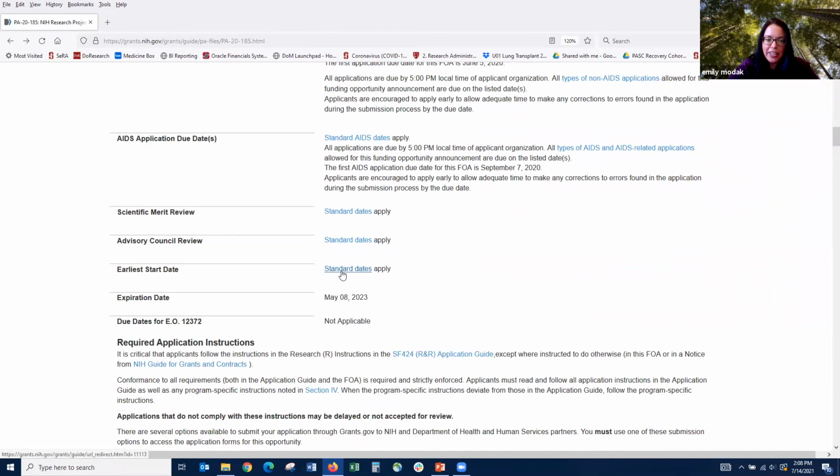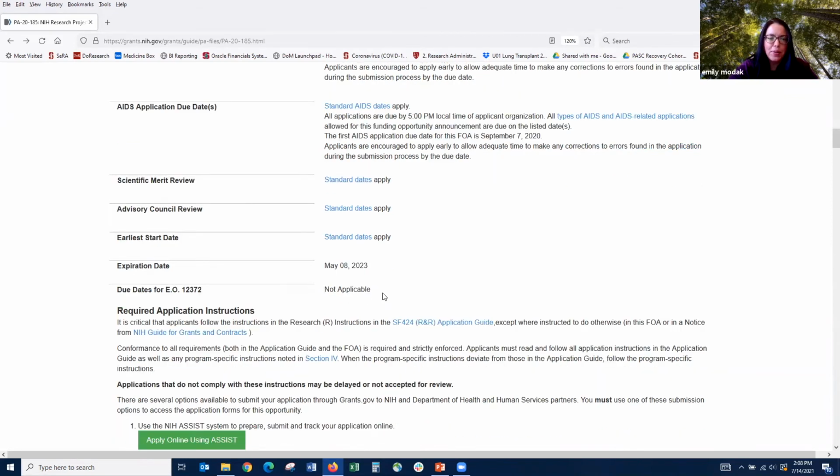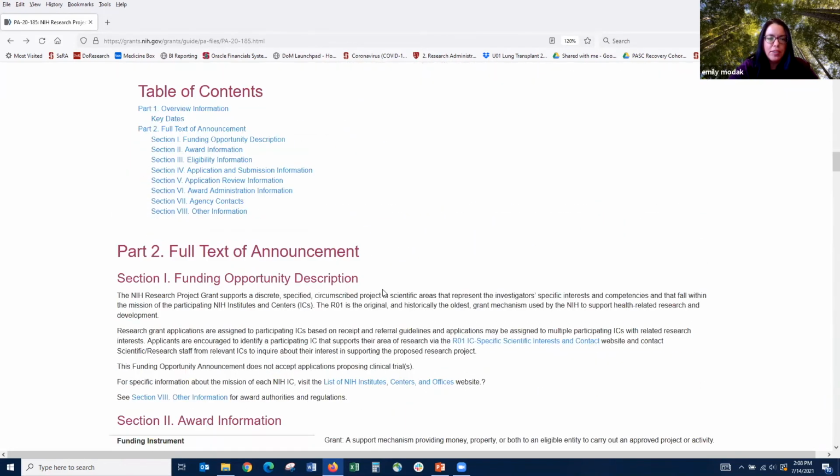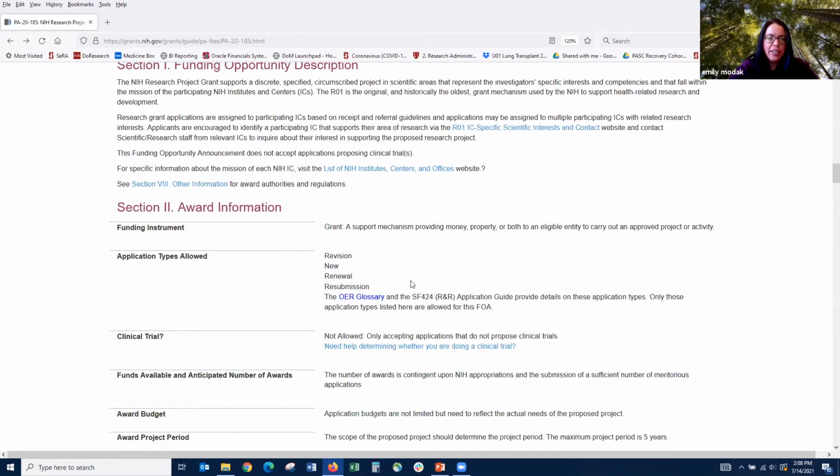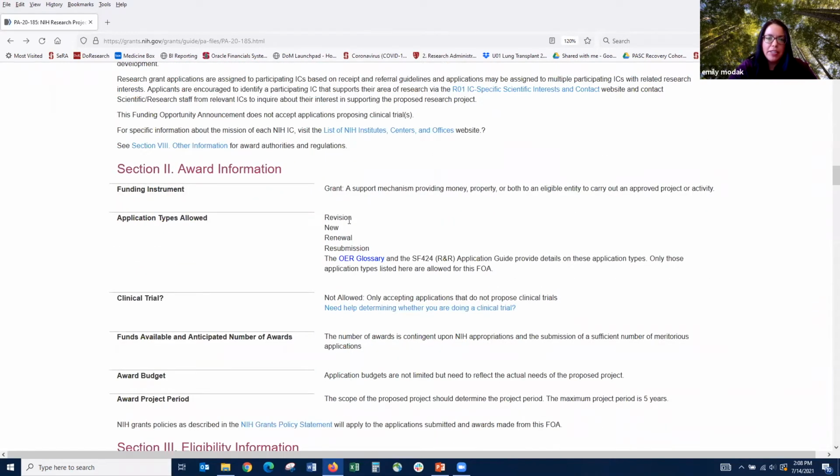So the earliest start date, again, you've got the standard dates there. Here's the expiration date for this funding opportunity. You see we've got a couple years to go, so we're okay on that. Then they'll have a description here of the funding mechanism, and then it'll let you know what types of applications are allowed.